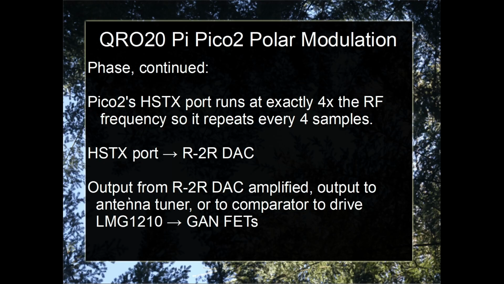The output from that gets amplified, and it can be output to the antenna tuner because it's also a convenient frequency for that circuit. But typically during transmission, it's going to go to a comparator to drive our LMG1210 GAN FET driver, which will then drive the GAN FETs, which will then go to the antenna tuner and then to the antenna.